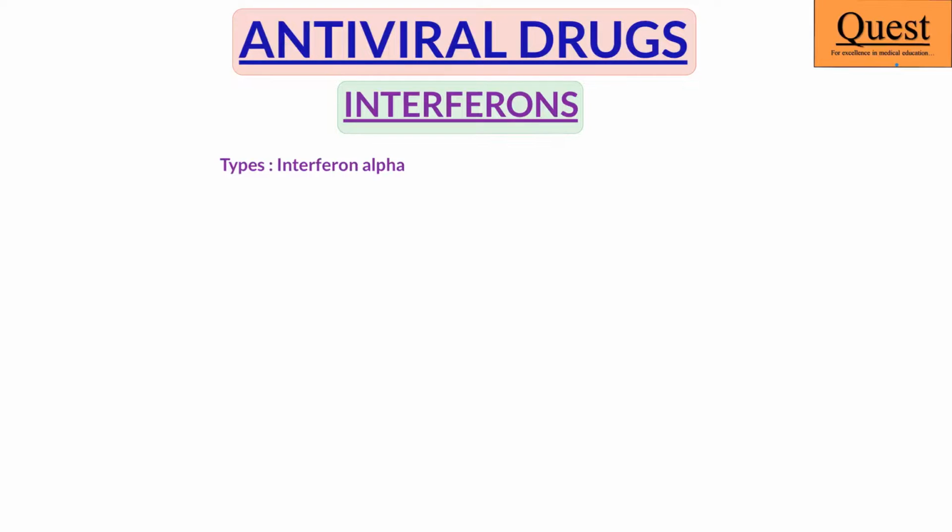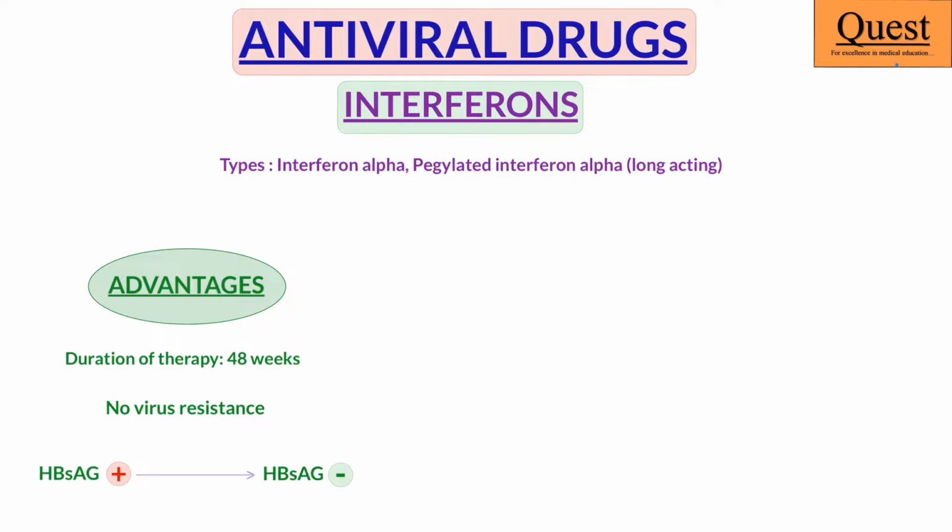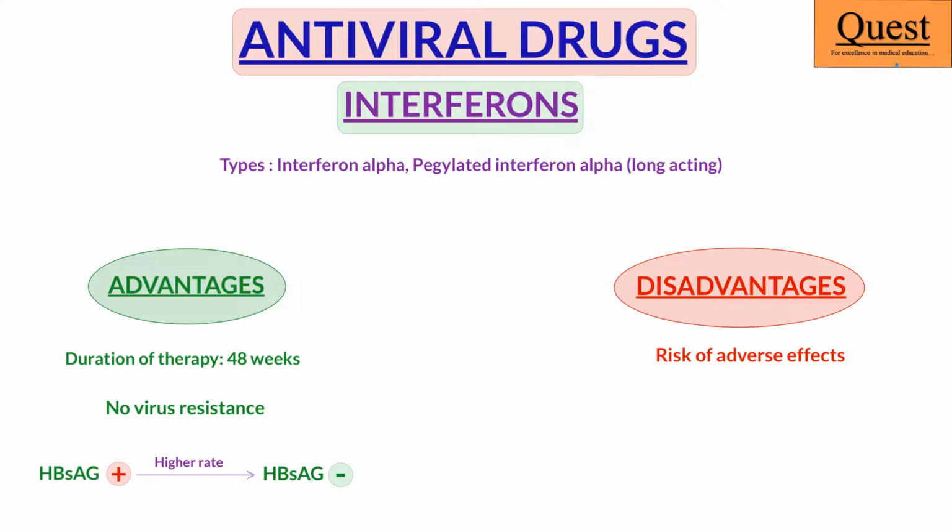The oldest drug that we have are the interferons. We have interferon alpha and the pegylated interferon alpha, which is a longer acting drug. Advantages of interferon is that it has a fixed duration of therapy. 48 weeks of therapy is what is offered. Also, virus does not offer any resistance to interferon, and the rate of conversion to HBs antigen negativity is higher with interferons. But the problem with interferon are its adverse effects. Also, it is a costly therapy and injectable therapy. So interferons are not the preferred drugs now.